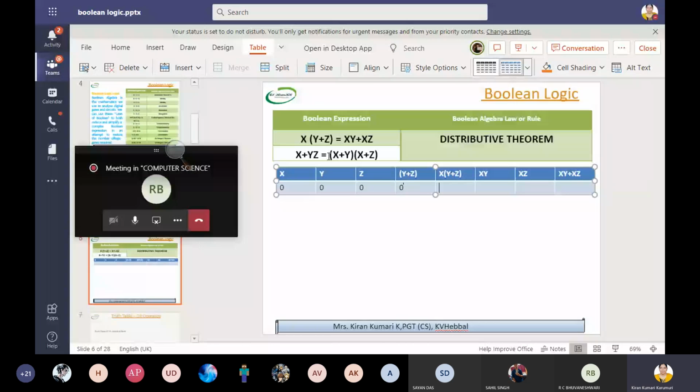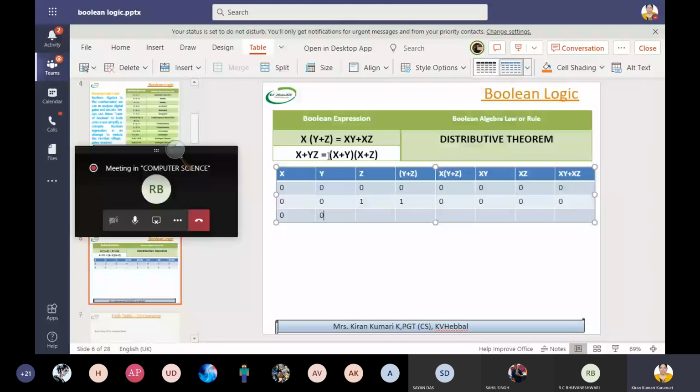Y plus z is 0, x into y plus z is 0, xy is 0, xz is 0, and this also 0. Now combination is 0, 0, 1. Now y plus z is 1, x into y plus z is 0 because 0 and 1 is 0. Next xy is 0, xz is 0 and total 0.